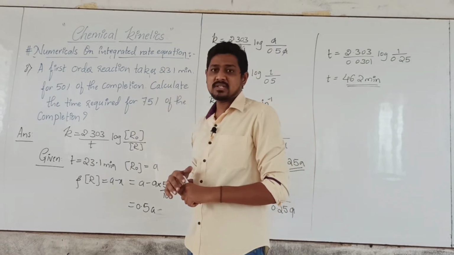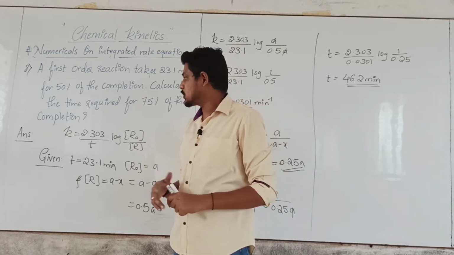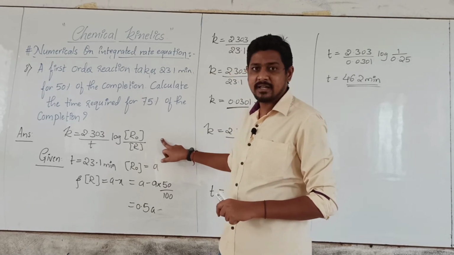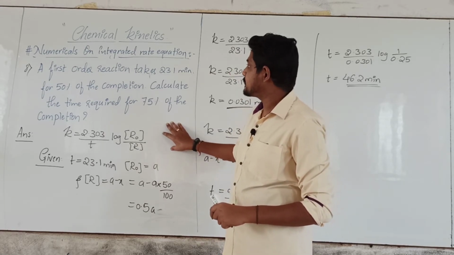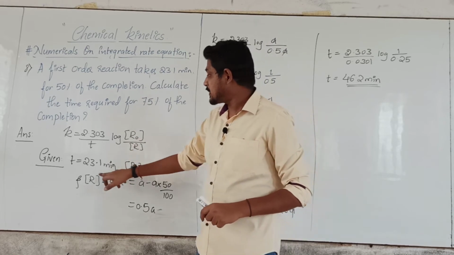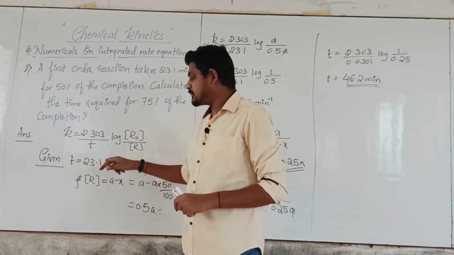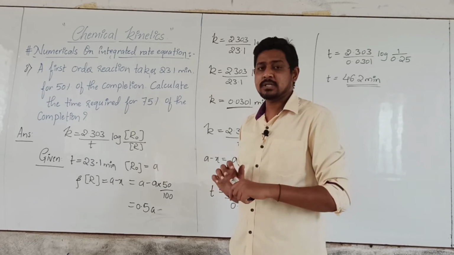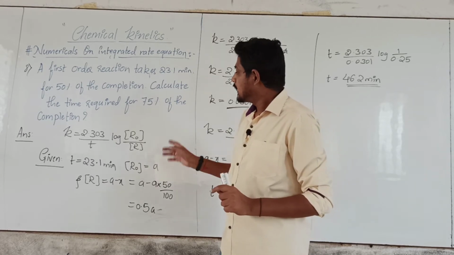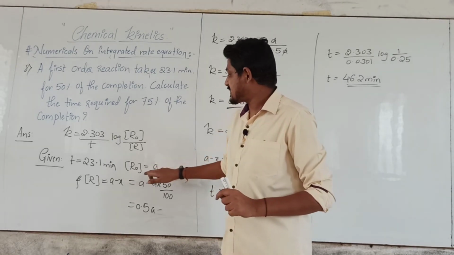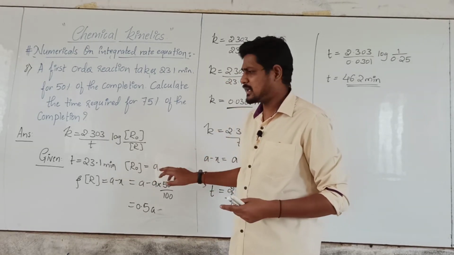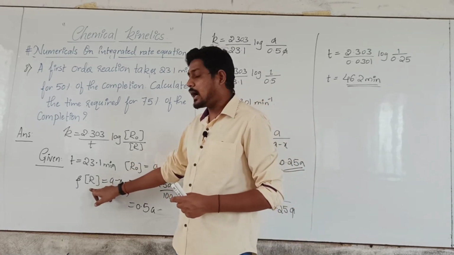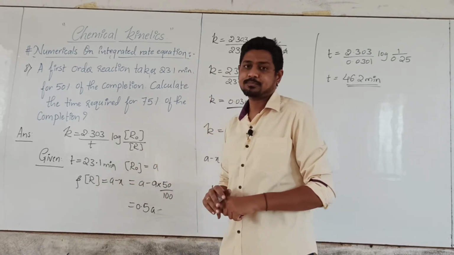So they have already mentioned it is a first order reaction, so we know the integrated rate equation for the first order reaction. This is the integrated rate equation. What they have given is that when the time is 23.1 minutes, 50% of the reaction is completed. Let us say here R0 I will consider as A, and how do I calculate R? R means A minus X.